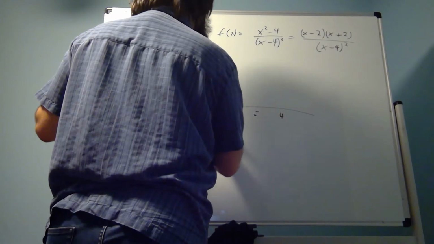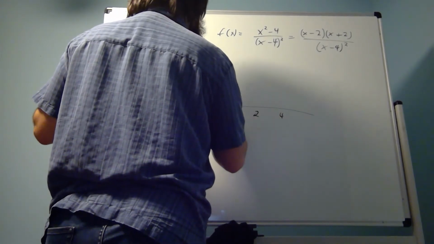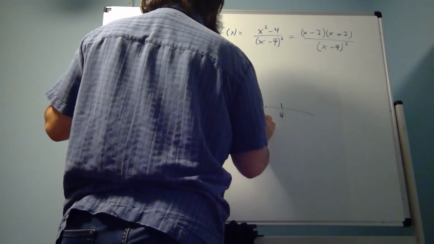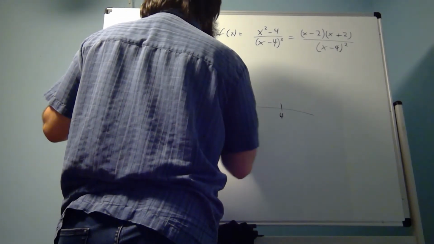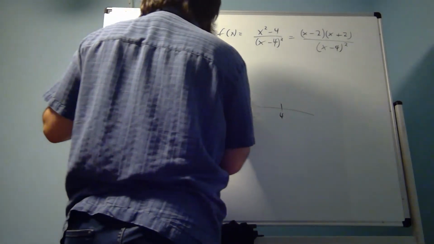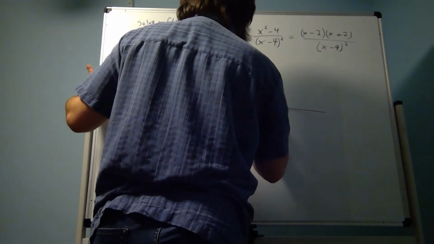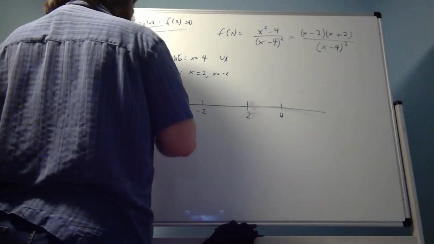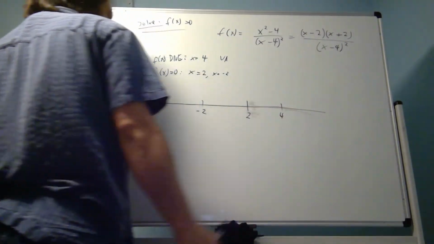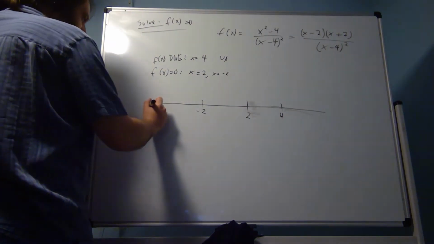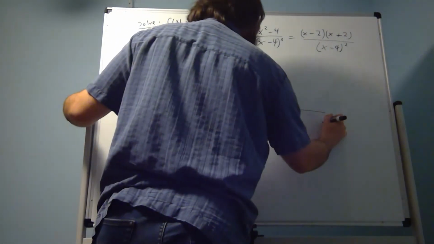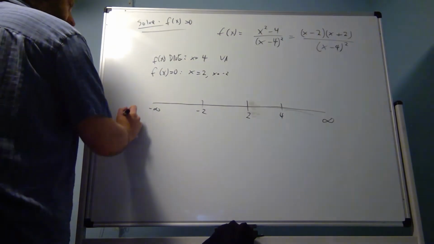4, 2, minus 2, and because this is not a graph, this is just a number line, being able to have enough space to write is sometimes more important. So what do we have?